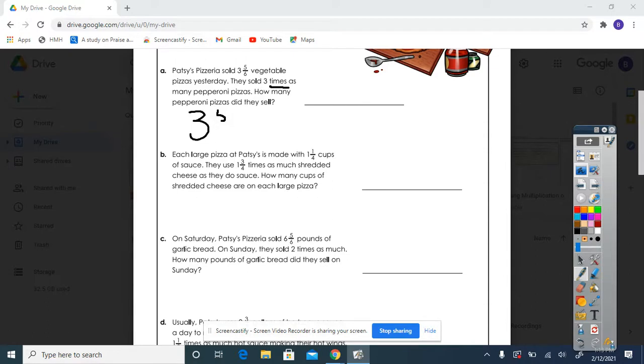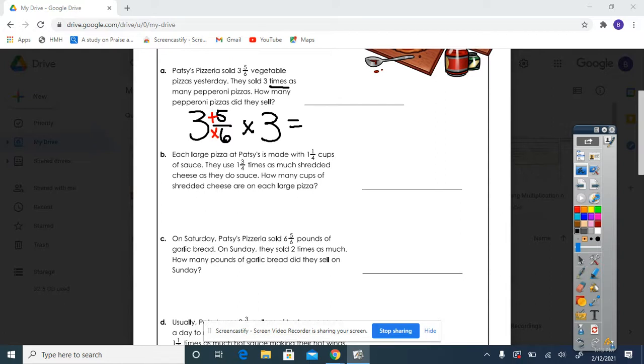So I have 3 and 5/6 times 3. So I'm changing each of these to the form that they need to be in to multiply. So if I change this 3 and 5/6, you need to multiply the bottom and add the top. 6 times 3 is 18.